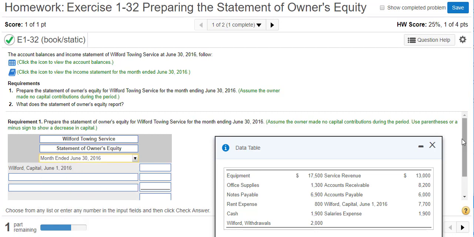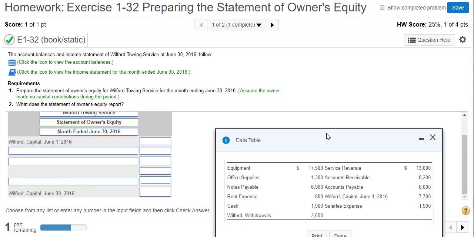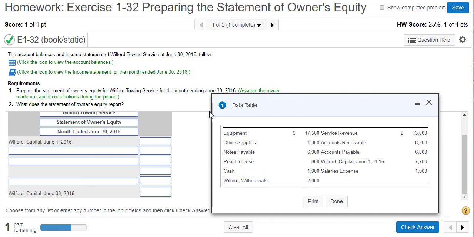And you can also tell that we're doing it for the whole month because our labels say capital for Wilford at the beginning of June, and then here's capital for Wilford at the end of June. So that's another way to know what time frame we're doing it for. So to find the beginning capital, we have to go look over here.